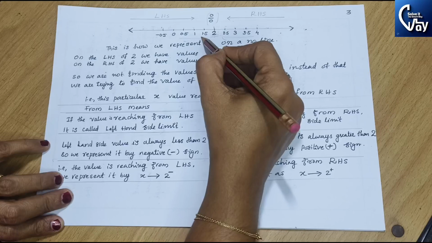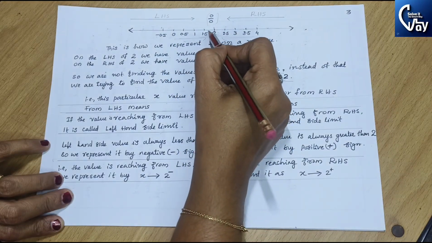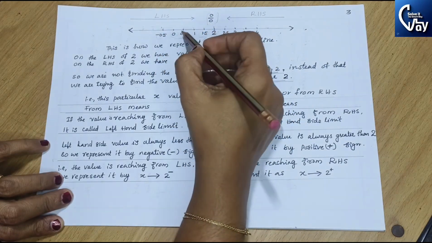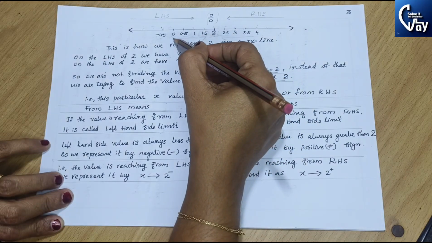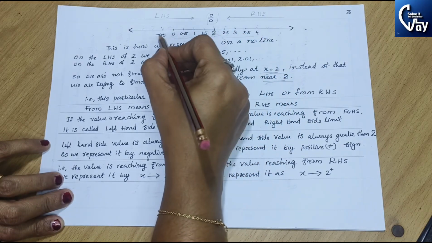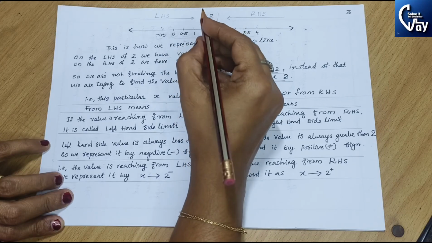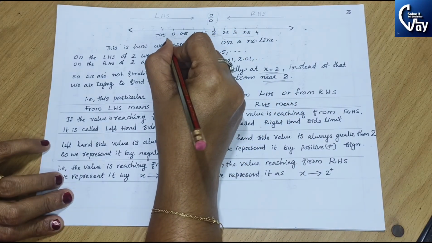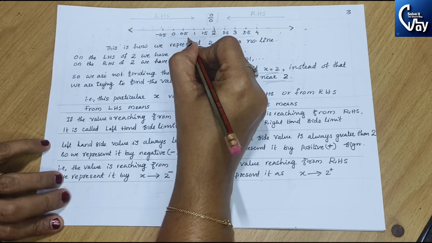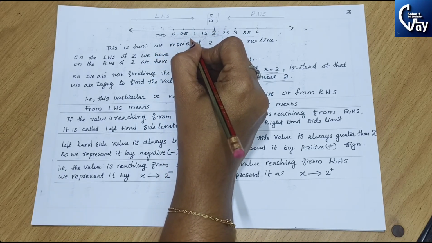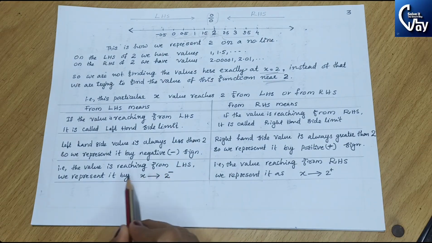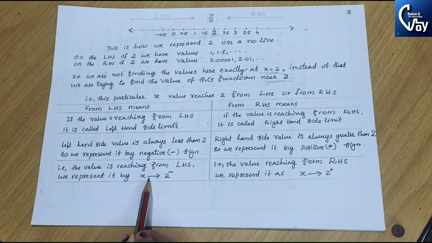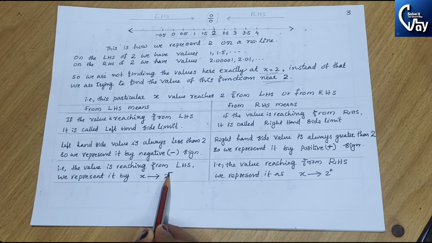The left hand side values are always less than 2. So if x approaches 2 from the LHS, all the values are less than 2, and we represent it by a negative sign. X approaching 2 negative means x approaching 2 from the left hand side. That is the meaning of that.